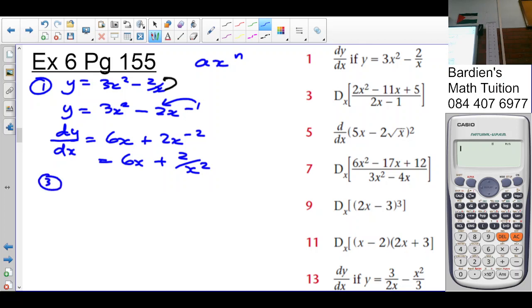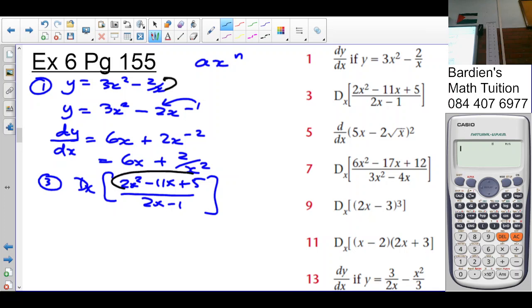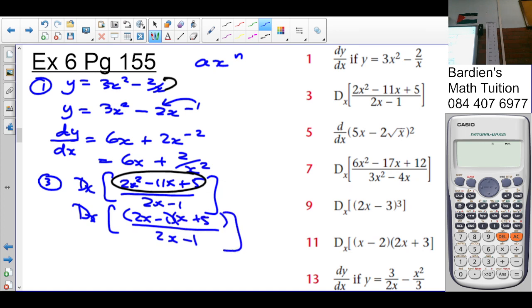Number 3. We got d of x of 2x squared minus 11x plus 5 over 2x minus 1. Can I apply the derivative as it stands there? No. So what do I do? I need to factorize the numerator. So definitely 2x minus 1 would be a factor. The other one is x plus 5. You all agree with that?